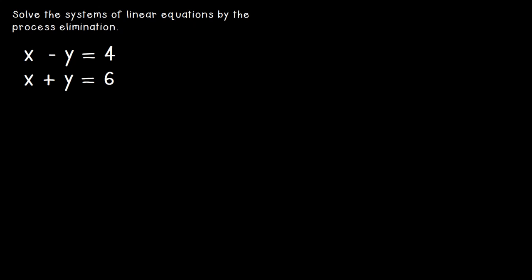Alright, so in this video, we're going to learn how to solve systems of linear equations by the process of elimination. Our first equation that we're given is x minus y is equal to 4. And our second equation is x plus y is equal to 6. Now, given these two equations, we will learn how to combine them so that we are left with only one variable. So, let's get started.